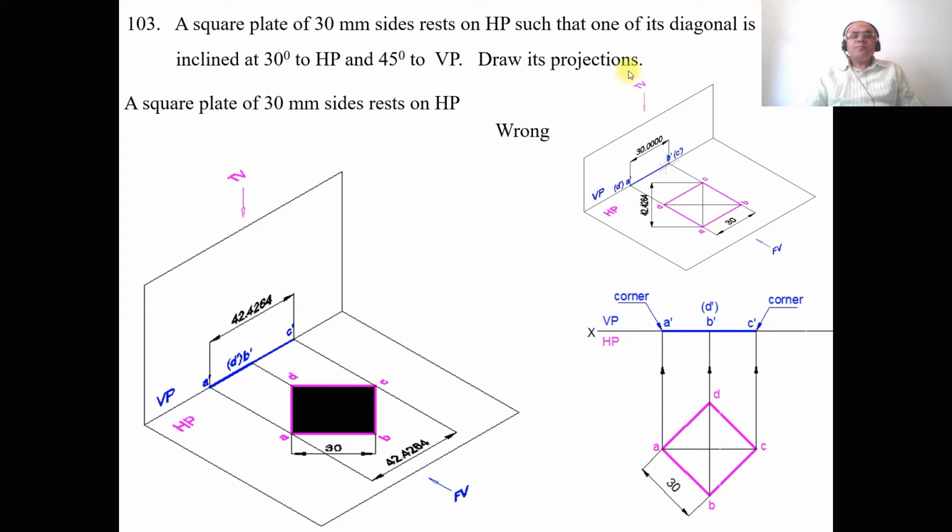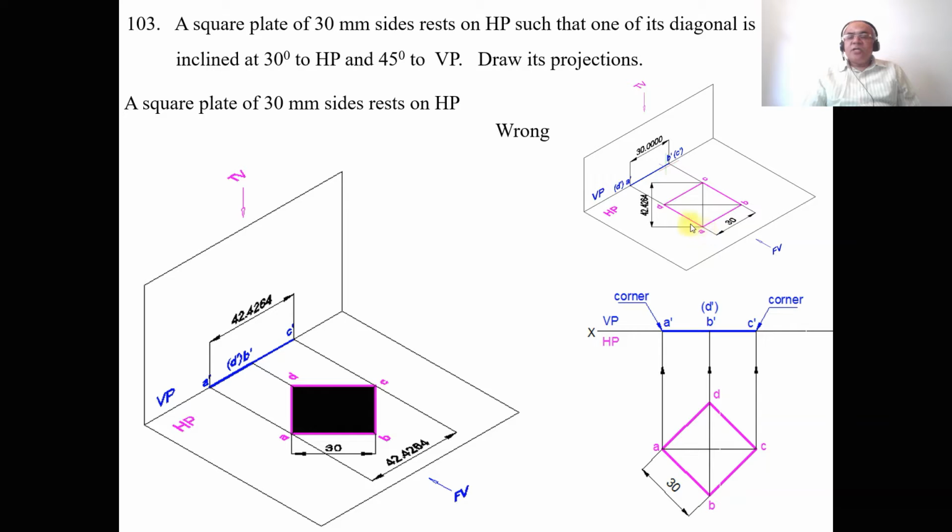Draw its projections. He says the square plate is resting on HP, so obviously we have to start from HP. But how to start this problem? He has not given any condition whether the side is resting on HP or the corner is resting on HP. But he has given that the diagonal is inclined at 30 degrees to HP and 45 degrees to VP. So whether to keep the lamina in the corner position or with the side on HP? Suppose I consider a side is resting on HP, so let us see what happens.